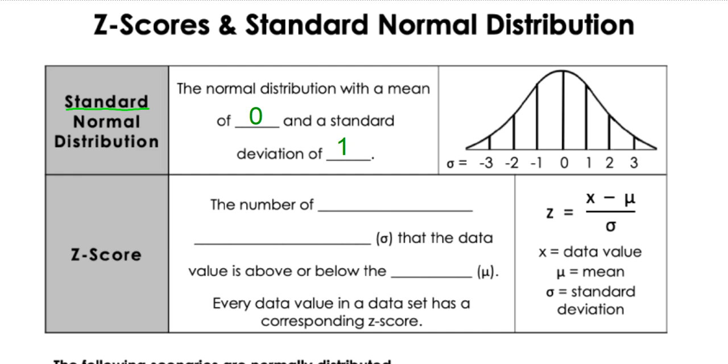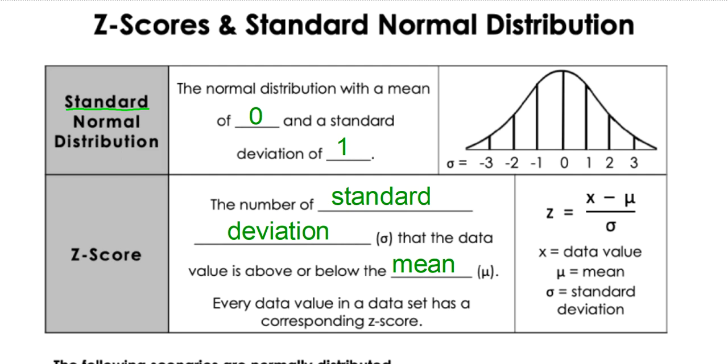So from that, we're going to build what's called a z-score. A z-score is the number of standard deviations that a data value is above or below the mean. So it's a measure of how many standard deviations away from the mean a certain data value is.